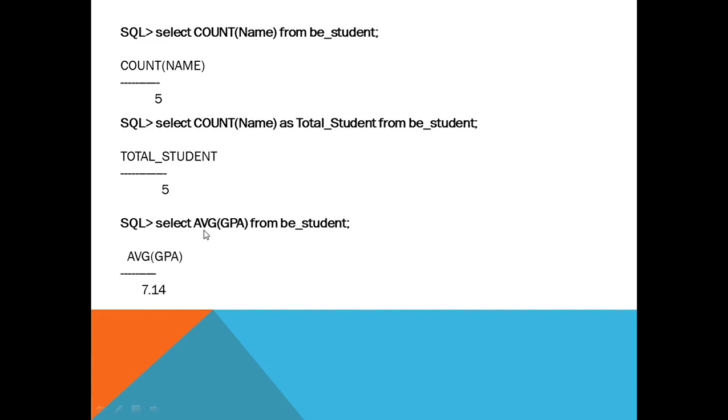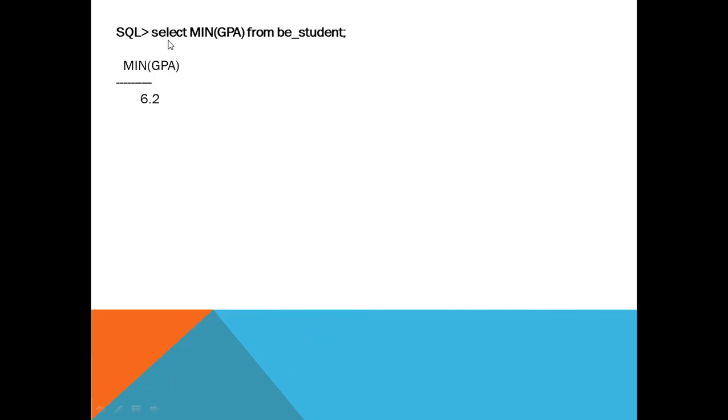For average, select avg, then the column name GPA, from the table name. Here the average GPA is 7.14. In the same way, select sum(GPA) from student table. The sum total is 35.7. Now for minimum, select min(GPA), the column name, from table B. The minimum GPA is 6.2. In the same way, select max(GPA) from B student. The max GPA is 8.2.